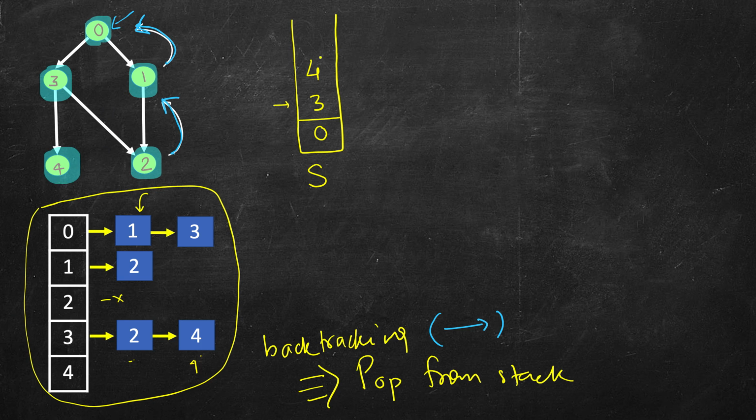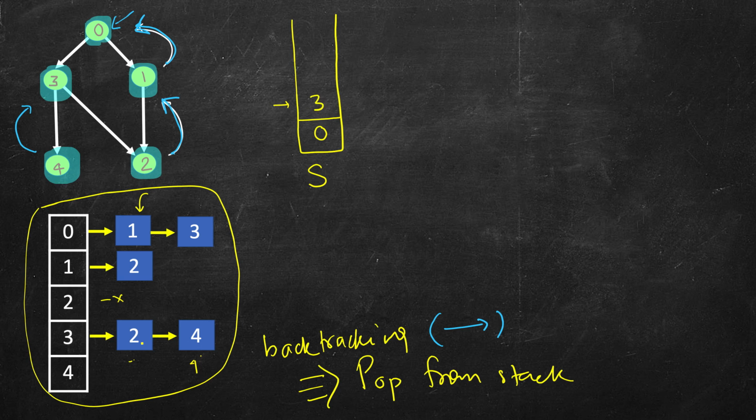Now 4 is at the top of the stack. So you look at its neighbors. There are no neighbors. So you need to backtrack. So you will go back here to 3. That also means pop 4 from the stack. Now you are at 3 and 3 is at the top of the stack. So wherever you are currently, that will be at the top of the stack.